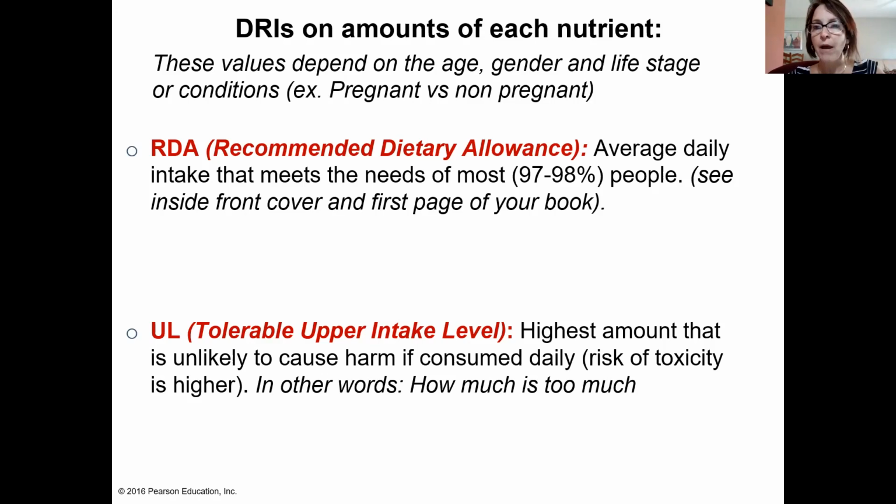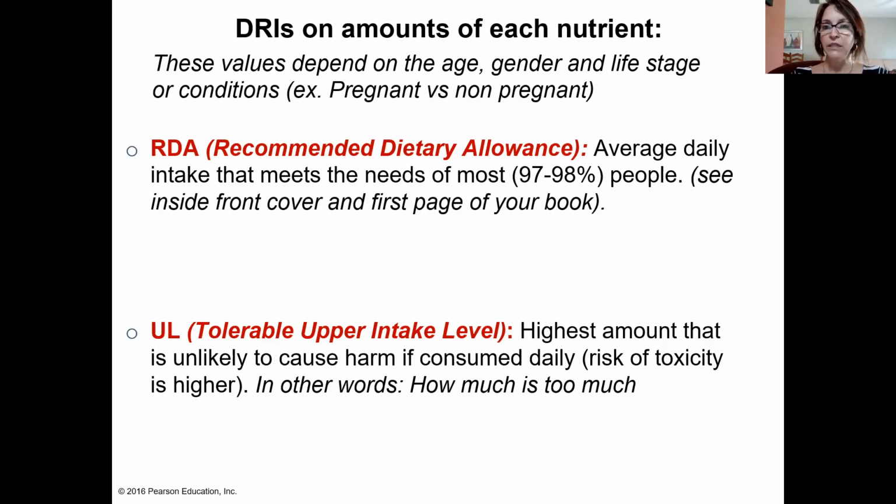It means how many grams of carbs do you need? How many grams of protein? How many glasses of water do you need in one day? These values depend on age, gender, and life stage or conditions. For example, it's not the same for a woman of the same age if she is pregnant or non-pregnant. So the needs will be different.